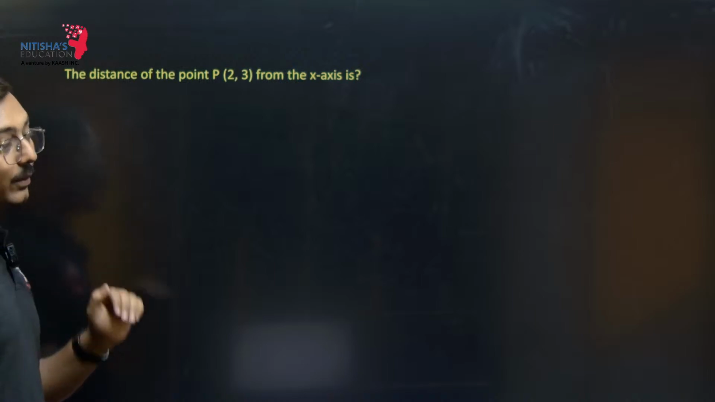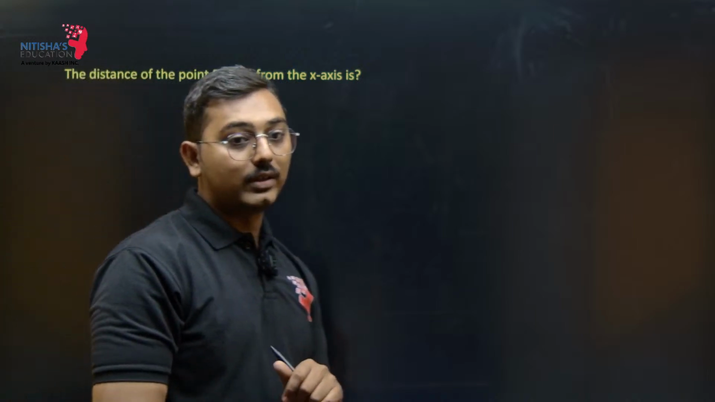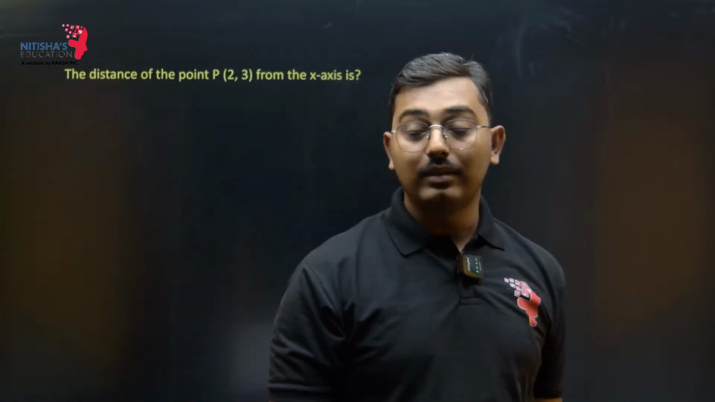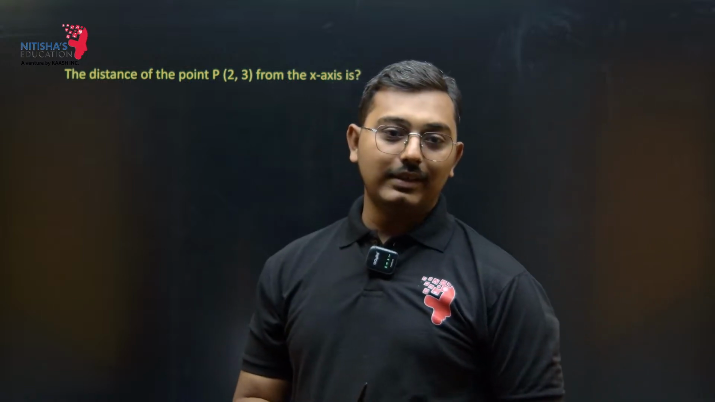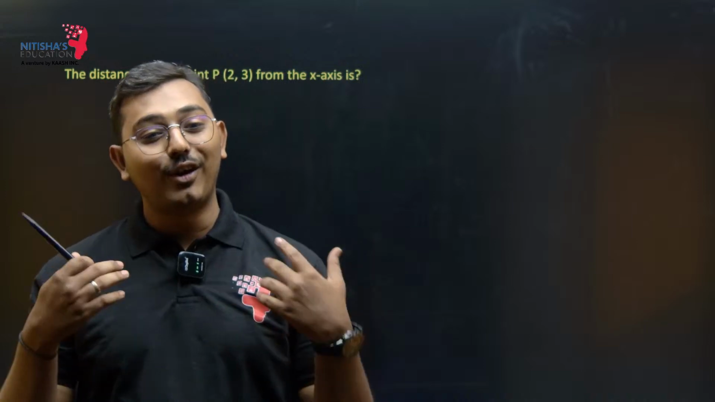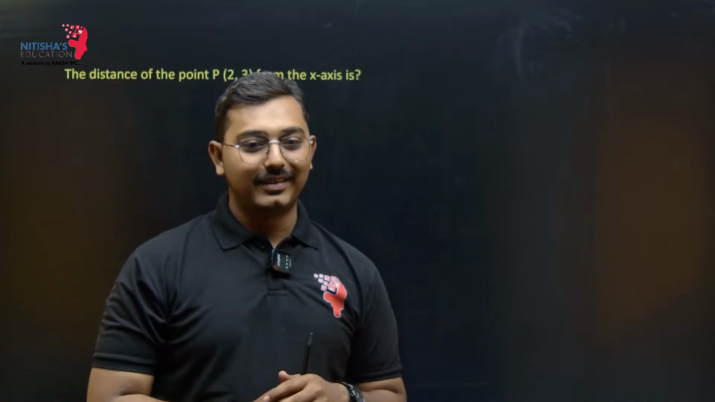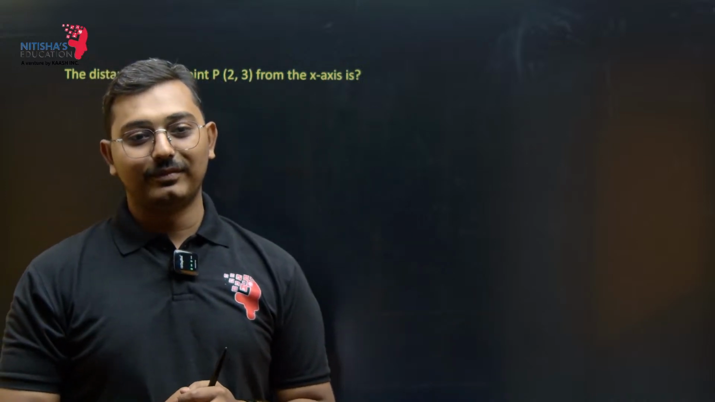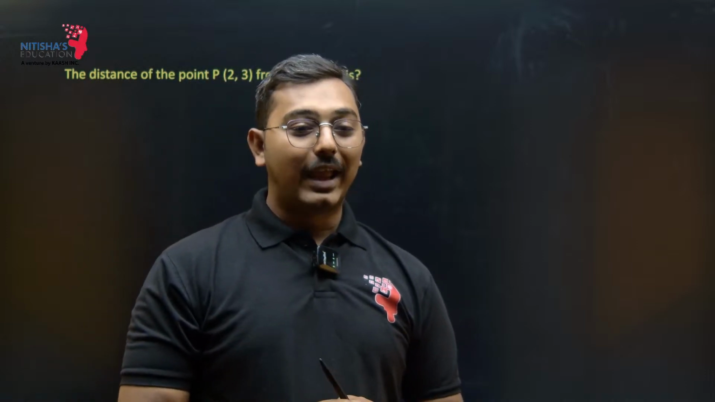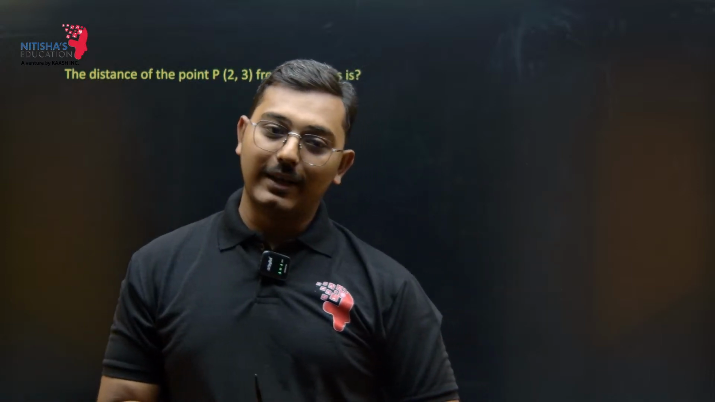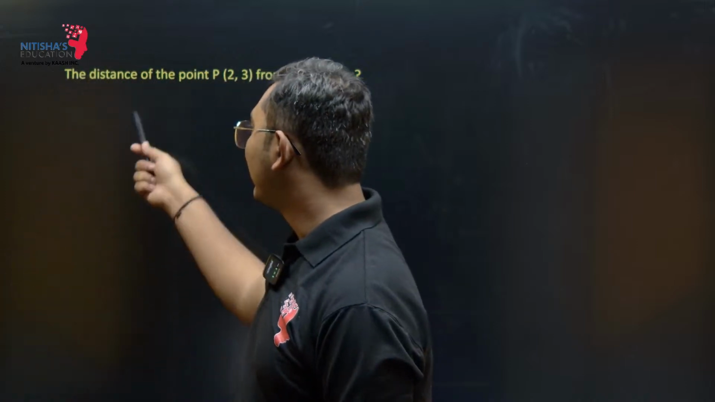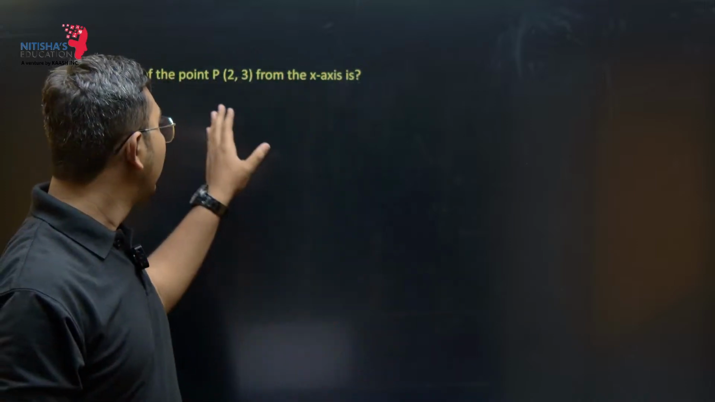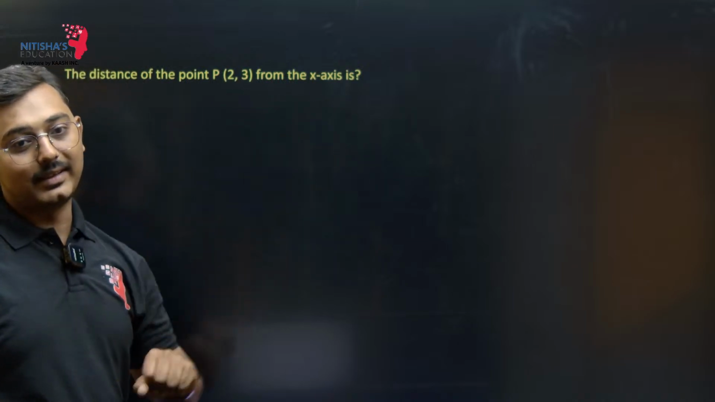Now let us solve some questions. The first question: distance of the point 2, 3 from the x-axis. This is the first question, but it is not really coordinate geometry, or you can say it does not use the previous formulas. Why? Because it is the simplest one. What is it asking? Distance of the point 2, 3 from the x-axis.